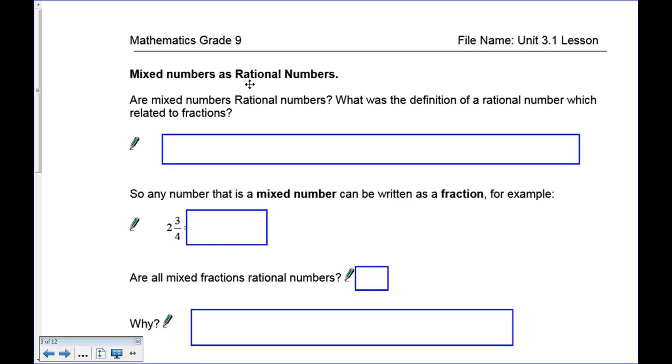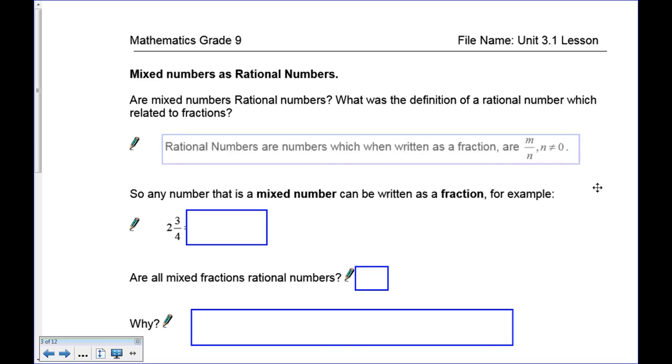So mixed numbers can also be rational numbers. And let's go back and talk about what a mixed number is for a second. A mixed number is a number that has a whole number, and then it has a part number with it. So we're going to be working with, there we are, here's our definition. When you have rational numbers which are written as a fraction m over n, a mixed number would be 1 and m over n.